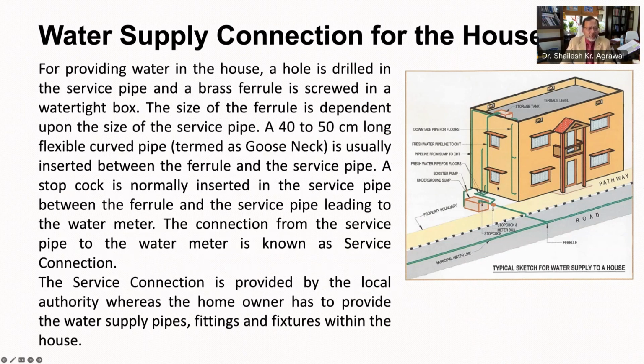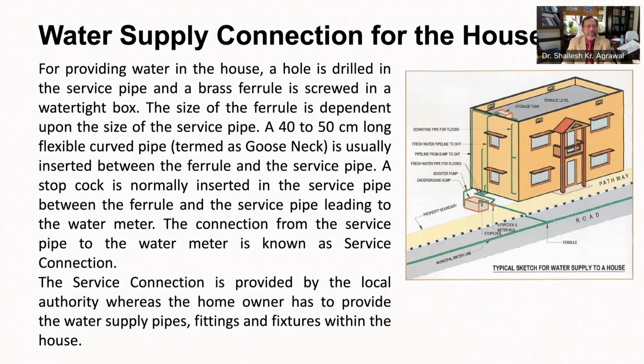For providing water in the house, a hole is drilled in the service pipe and a brass ferrule is screwed in a watertight box. The size of the ferrule is dependent upon the size of the service pipe. A 40 to 50 centimeter long flexible curved pipe, also termed as a gooseneck, is usually inserted between the ferrule and the service pipe. A stopcock is normally inserted in the service pipe leading to the water meter. The connection from the service pipe to the water meter is known as the service connection.